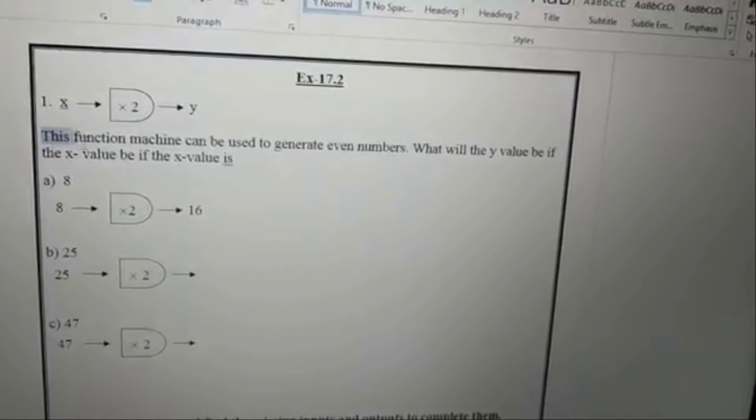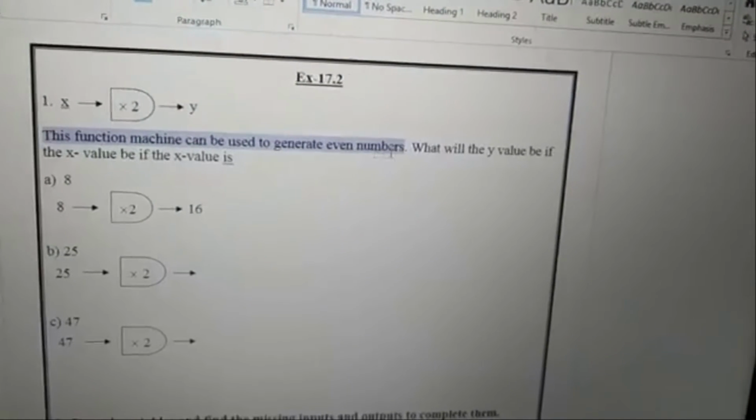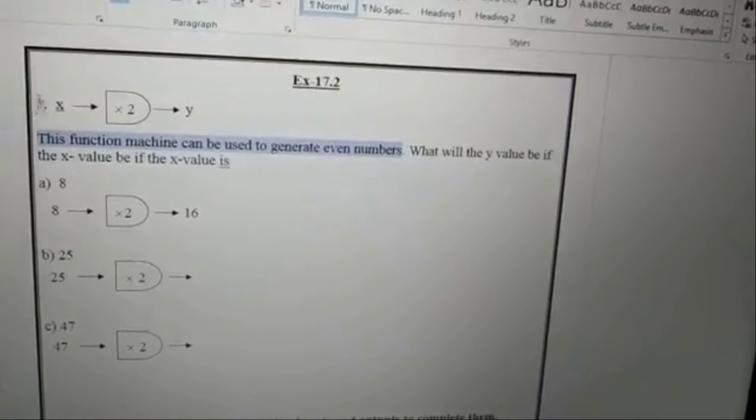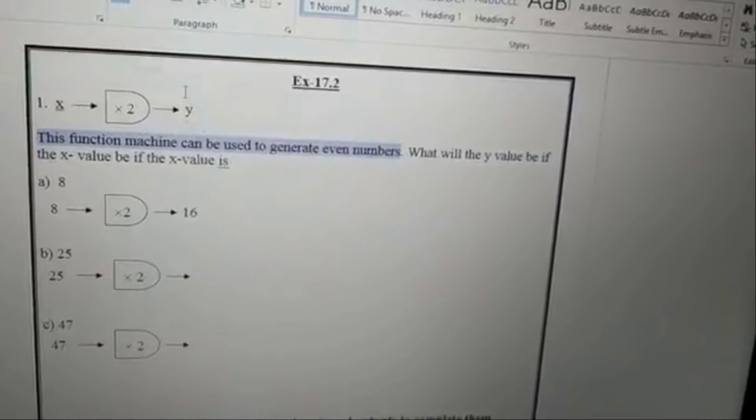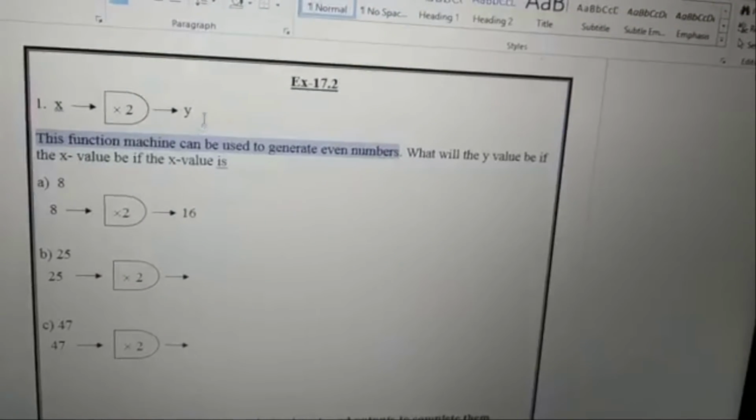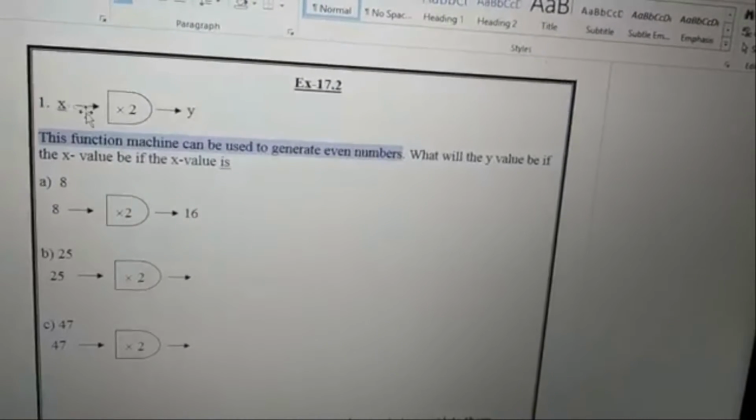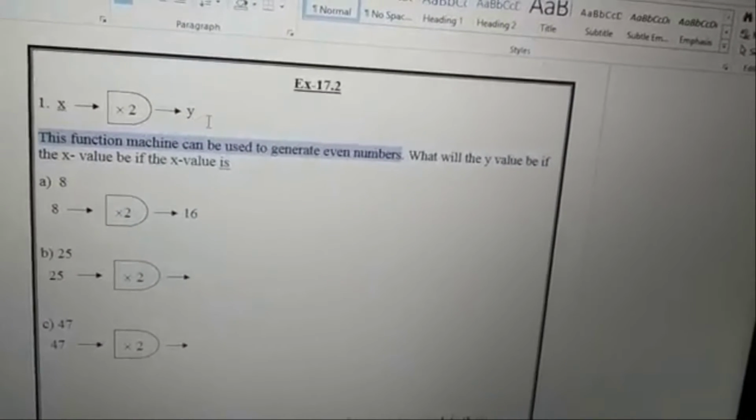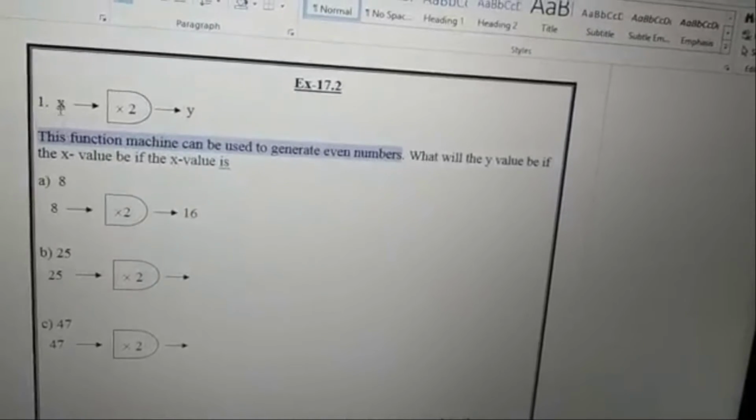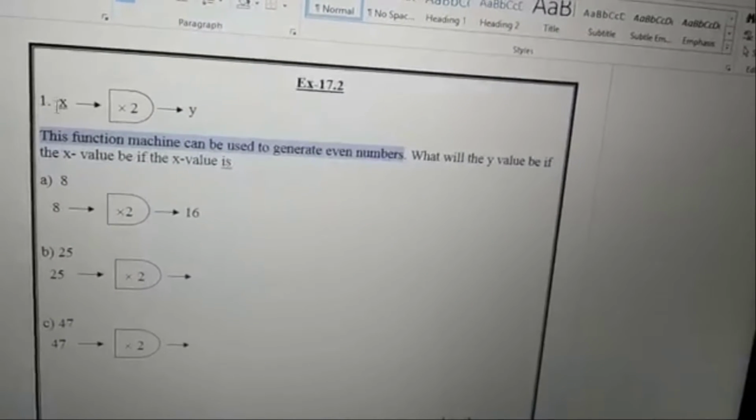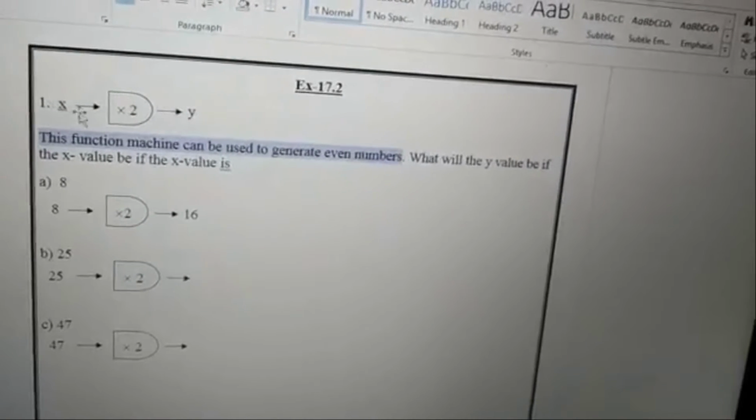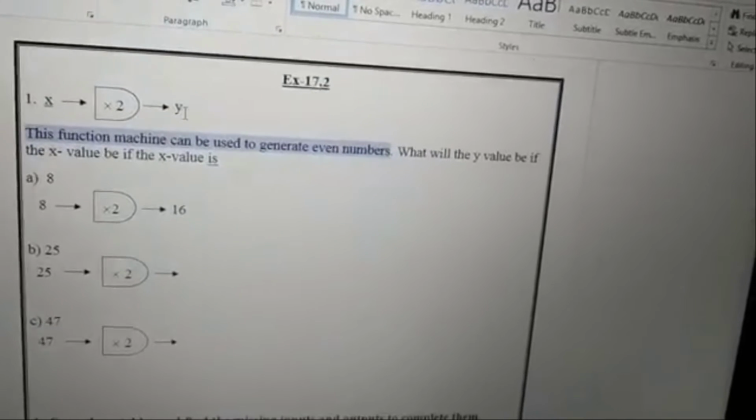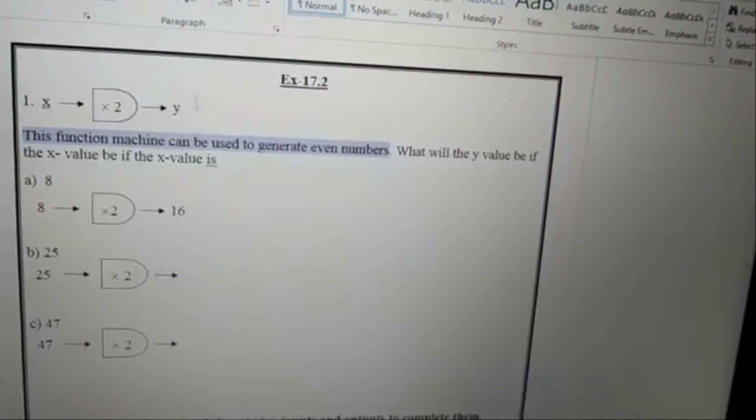So this function machine can be used to generate even numbers. That means if you put any number here in the input, when you get the output it will always be an even number. Why? Because we know that if we multiply any number by 2, whether it is even or odd, the output is always even. For example, if you give 5, 5 is an odd number, but if you multiply 5 by 2, then the output will be 10. Then 10 is an even number.